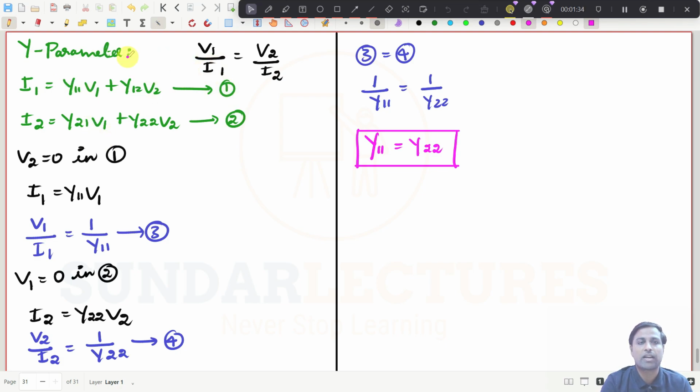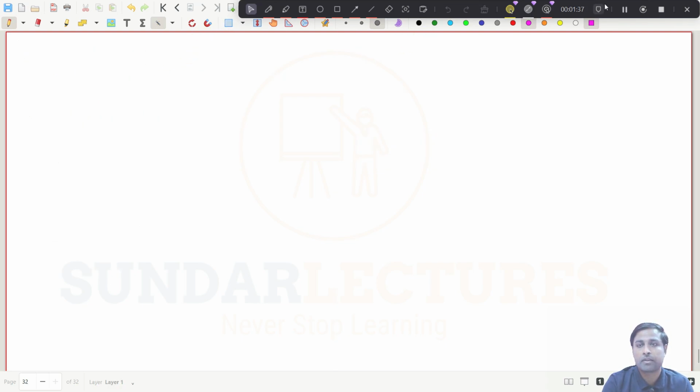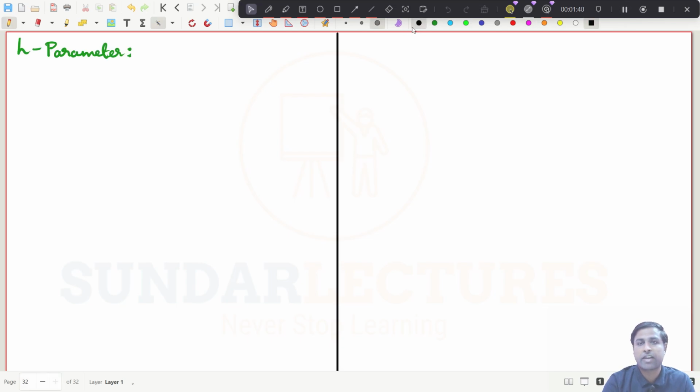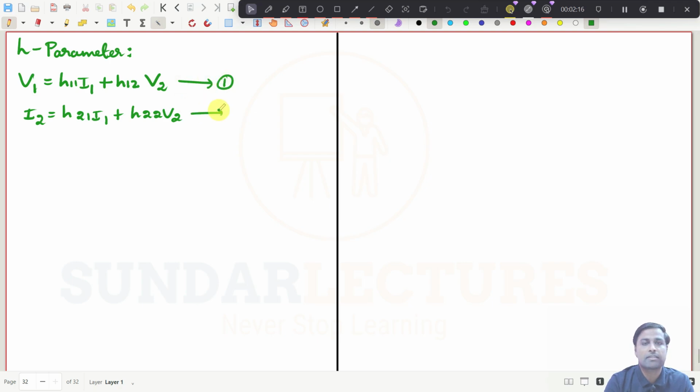Anyhow, we will go for the H parameter now. What is the equation for H parameter? Tell me the equation. So you can write V1 is equal to H11 I1 plus H12 V2, right? And here I2 is equal to H21 I1 plus H22 V2. So this is equation number 1 and this is equation number 2.